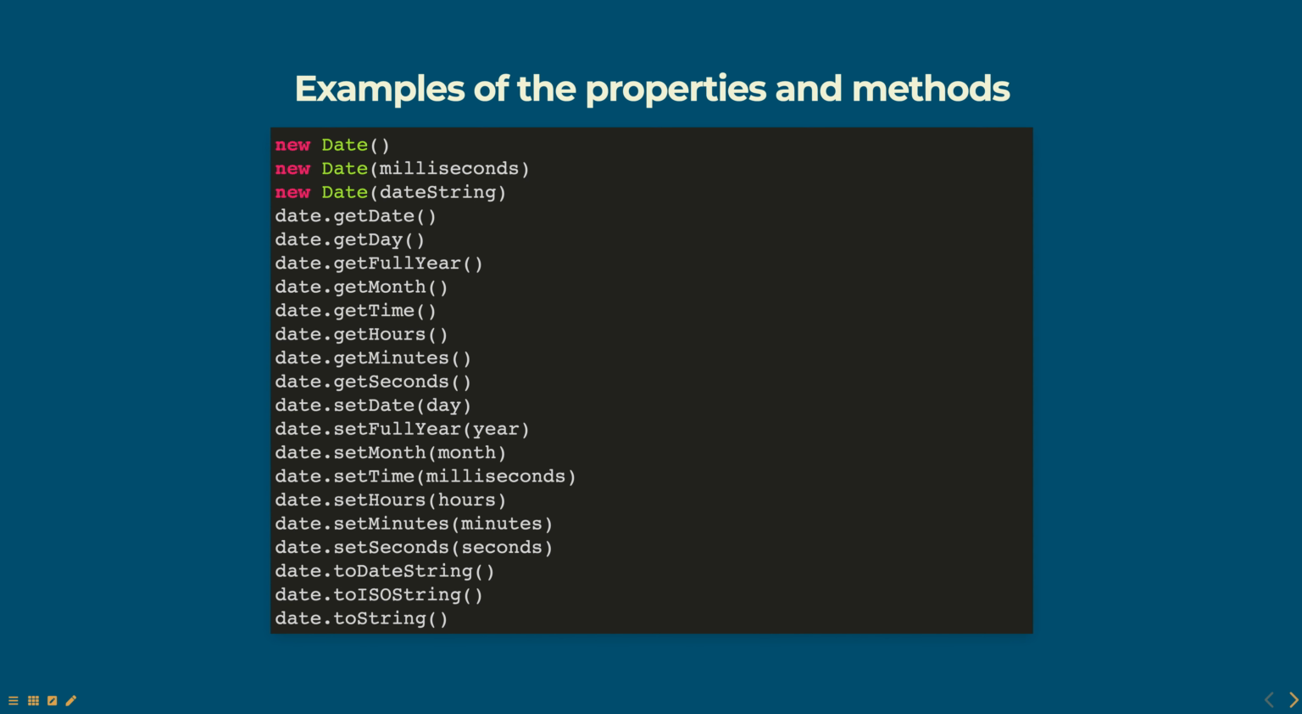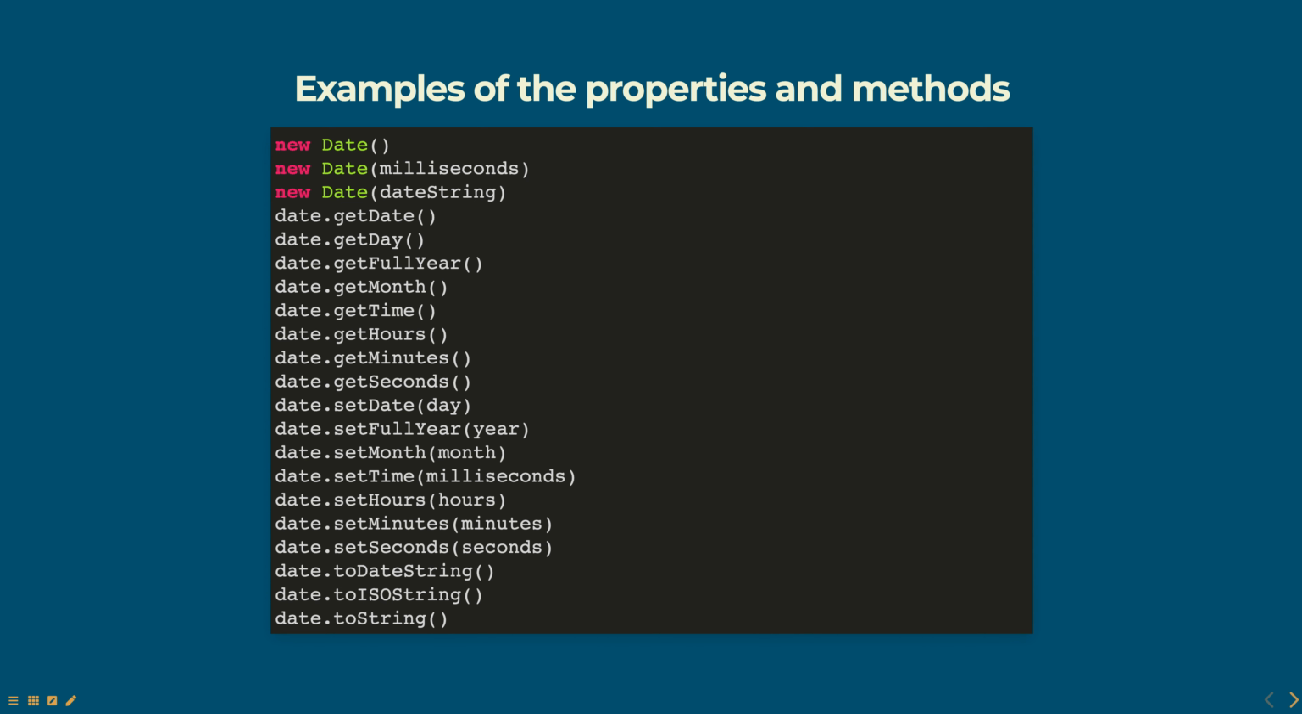Date.getDate returns the day of the month between 1 to 31. Date.getDay returns the day of the week between 0 to 6. Date.getFullYear returns the 4-digit year. Date.getMonth returns the month between 0 to 11. Date.getTime returns the number of milliseconds since January 1st, 1970.